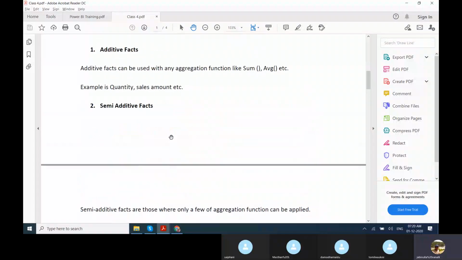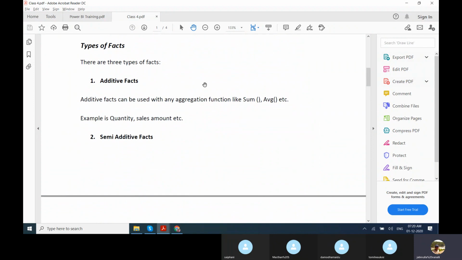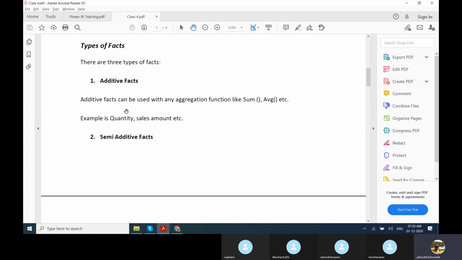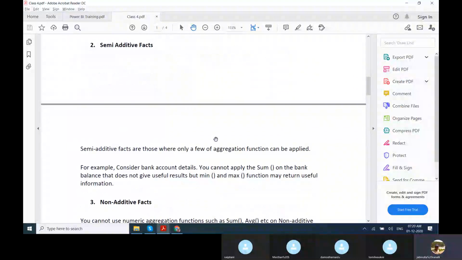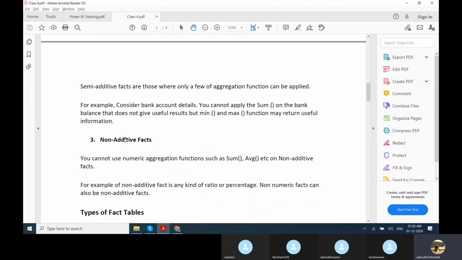So there are three types of facts: additive, semi-additive, and non-additive. Additive means it will support all aggregations. Semi-additive means it will support only a few aggregations. For additive facts, examples are quantity and sales amount. For semi-additive, bank balance works for minimum and maximum, but won't work for sum. And non-additive facts won't support aggregation functions like sum, average, minimum, maximum, all those things.